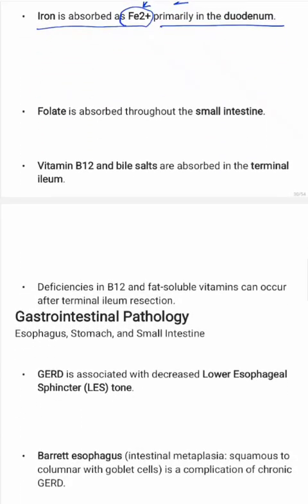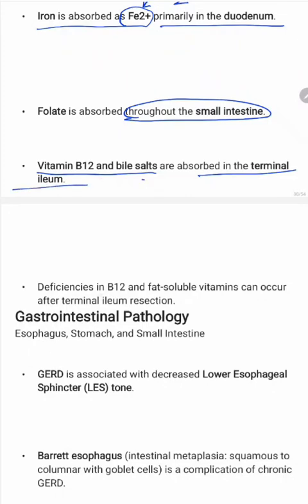Now folate is absorbed throughout the small intestine. Vitamin B12 and bile salt are absorbed in the terminal ileum. Deficiency in B12 and fat soluble vitamins can occur after terminal ileum resection. So those who have a resected ileum for some reason are at risk of vitamin B12 and fat soluble vitamin deficiency.